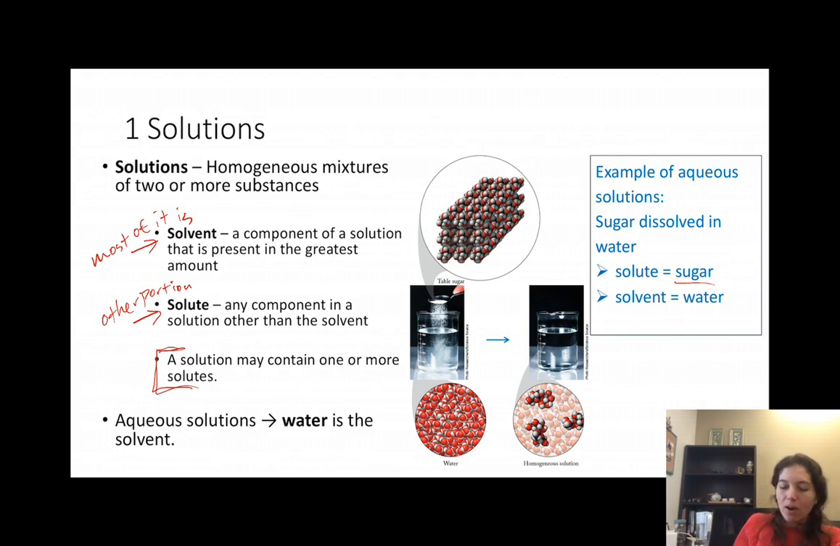So an example of a sugar solution would be if you have sugar, which is your solute, dissolved in water, which is your solvent. Most of the stuff we're going to be looking at is dissolved in water in this class. If you have a solution where water is the solvent, we call that aqueous. We're going to talk more about that in later chapters.